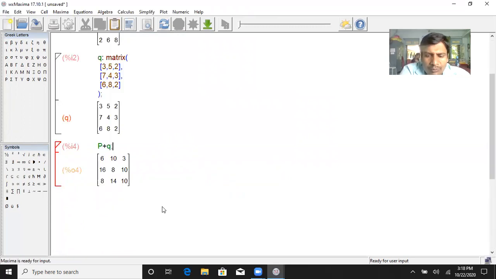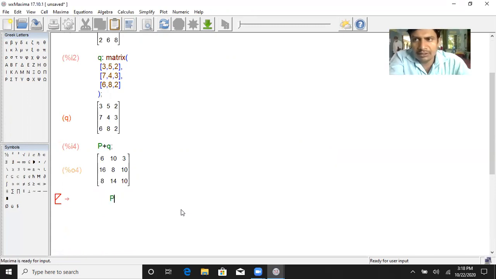Next go to P minus Q, that is capital P minus small q. Then a semicolon.